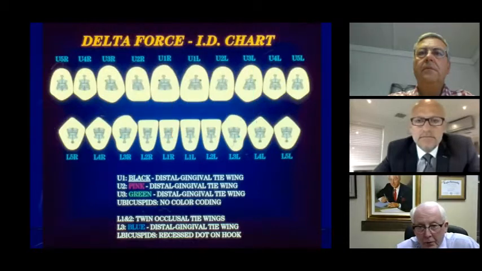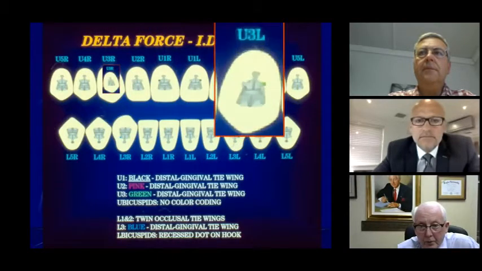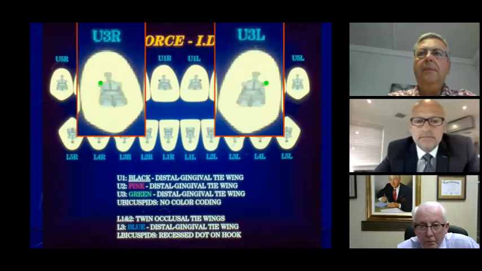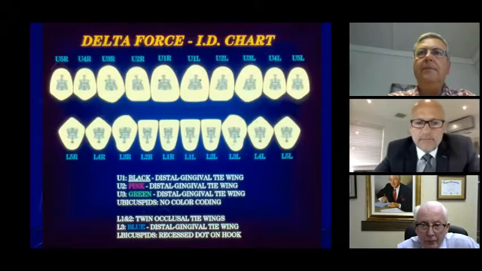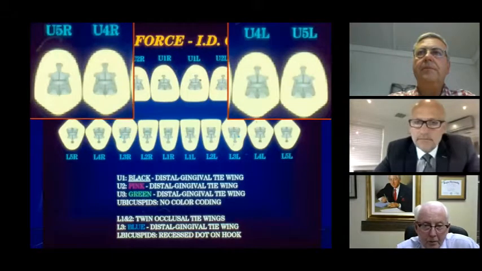And then cuspids are the heaviest angulated of all the teeth, and their color code is green. And then one bracket fits all four of the upper bicuspids, left and right, first and second. And the way I tell the difference between an upper bicuspid and a lower bicuspid is the upper bicuspid pendulum does not have a mark, where the lower bicuspid will.